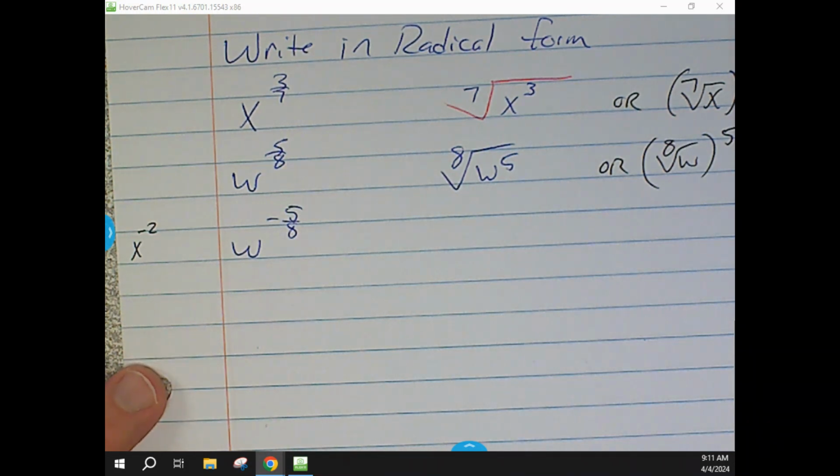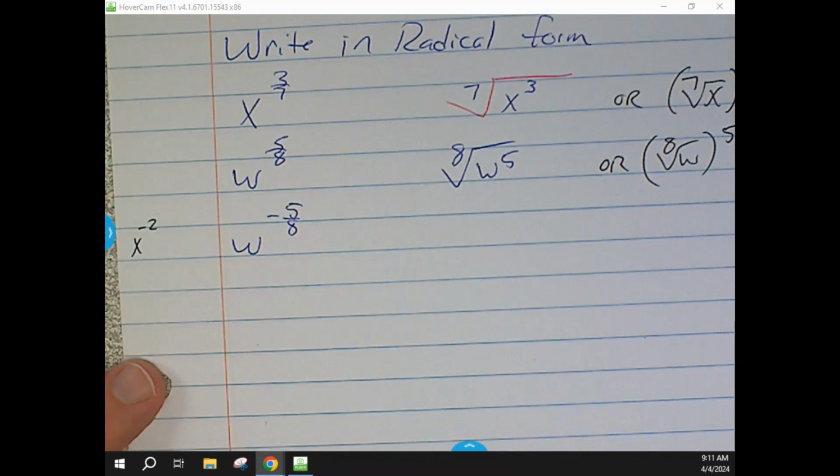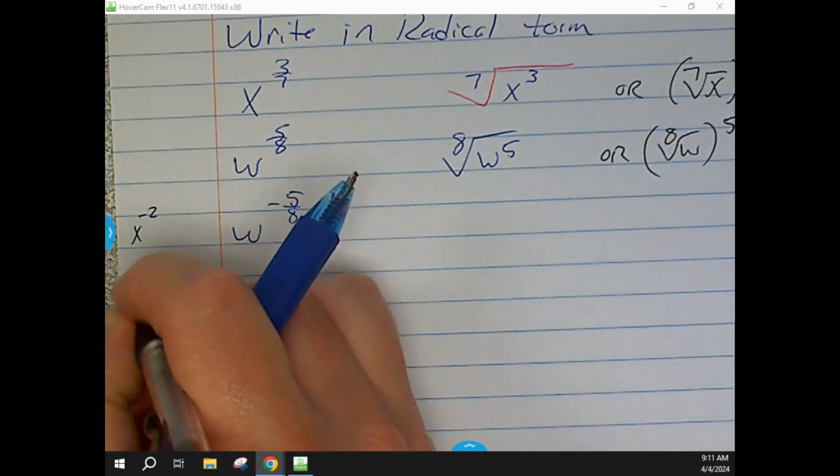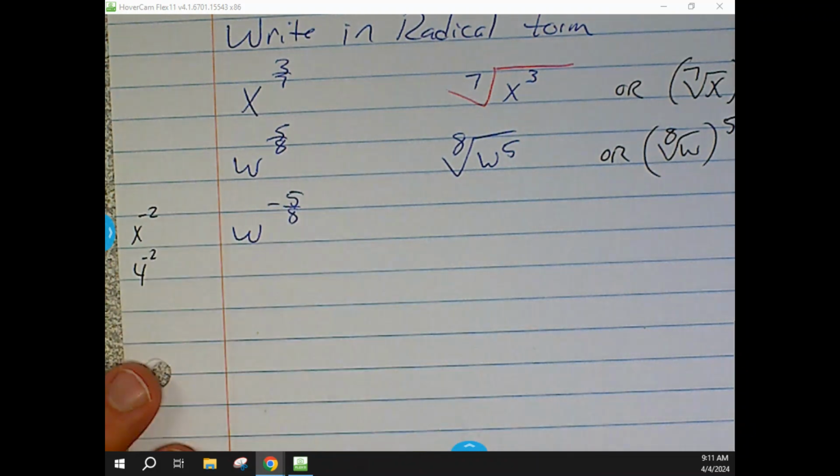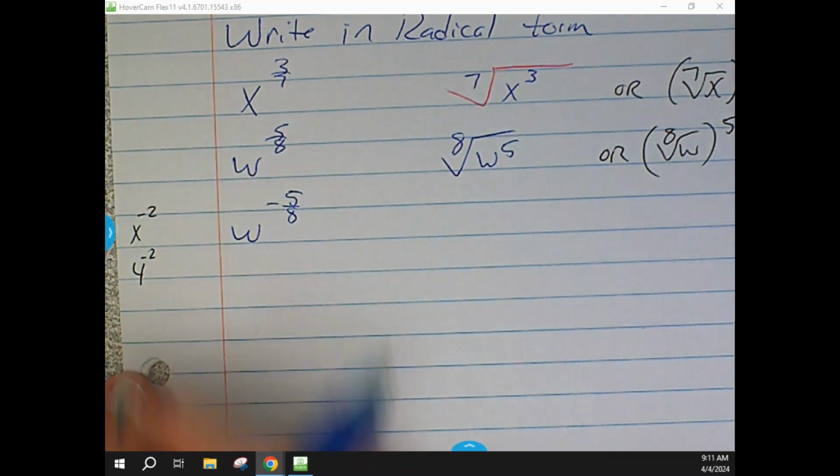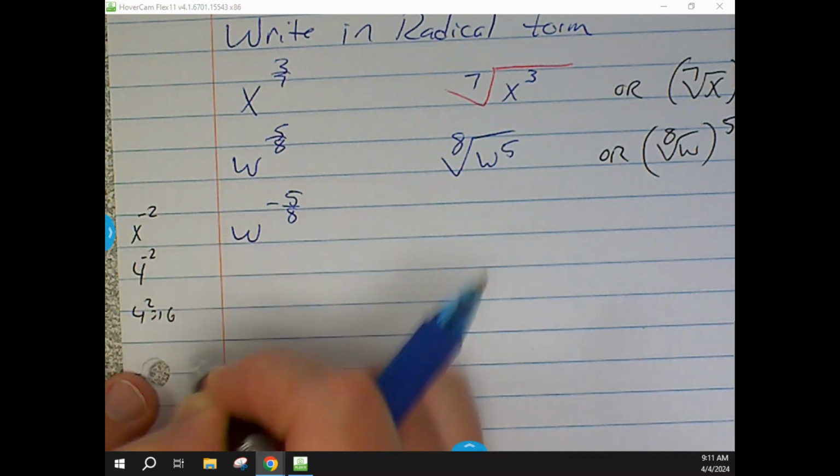That's square root. It's like undefined because you can't. No, not quite. Or how about this? What if we did 4 to the negative 2 power? Oh, that's 16. So 4 squared would be 16. Do you remember what happens when we did 4 to the negative 2?